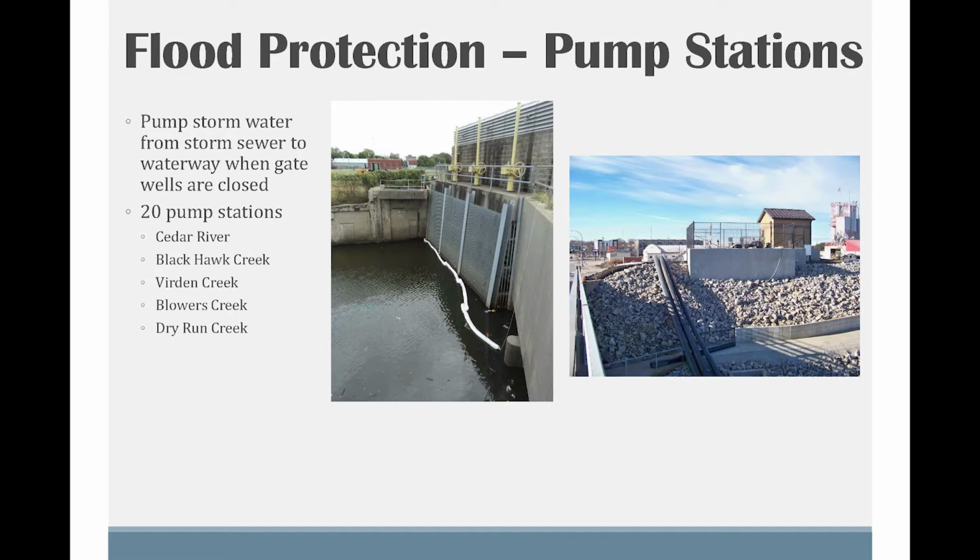When we get these major rain events and the Cedar River is starting to rise, we don't want that water to back up into the city, so they put down these floodgates. Well, now what happens to the water that's in the city? It doesn't have anywhere to flow. So essentially they have these pump stations that lift the water up and over these floodgates so that we can get the water out of the city and into the river.